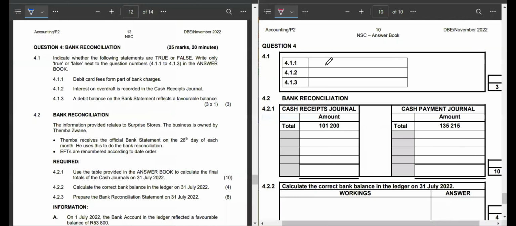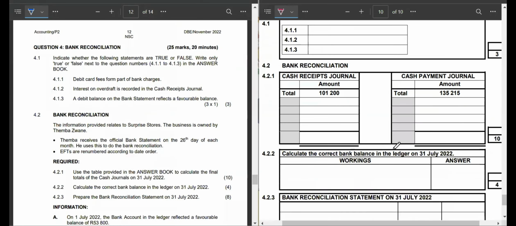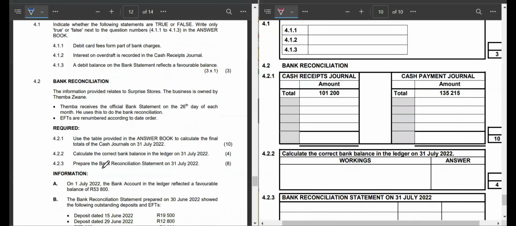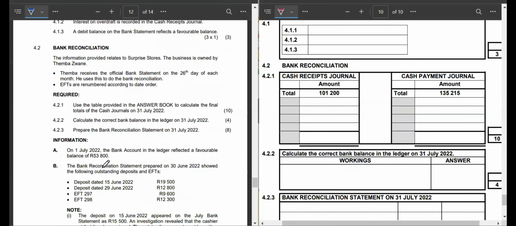I am going to explain question 4, that is the bank reconciliation. I want to encourage you to continuously practice bank reconciliation questions. There are quite a number of papers available for you to do your bank reconciliation questions.